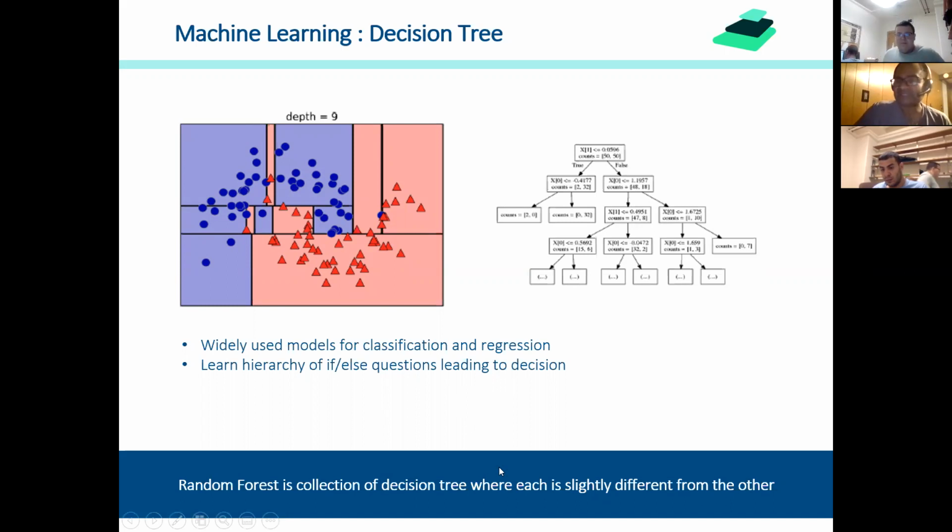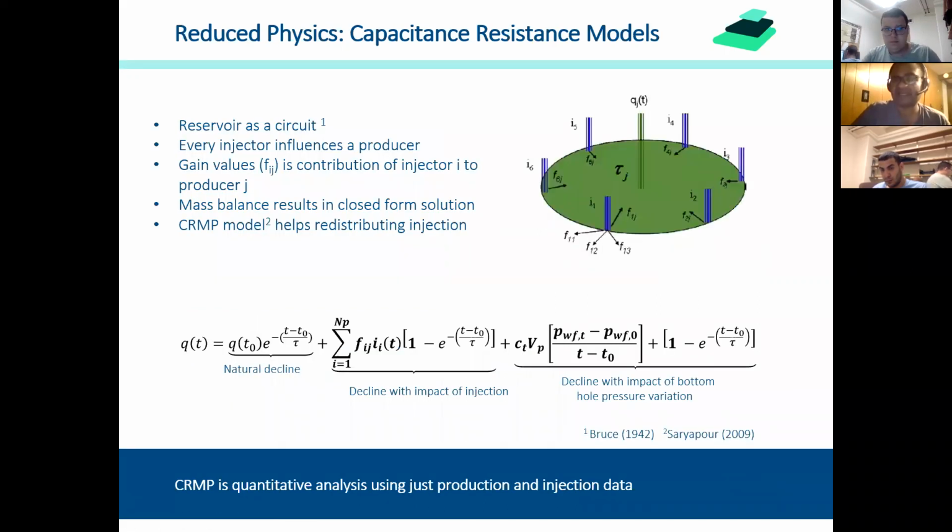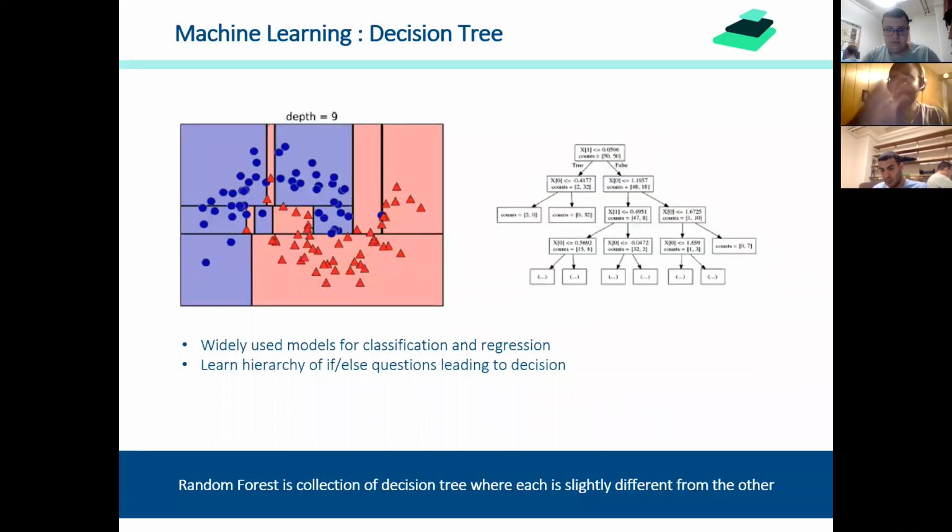So in some sense, random forest is actually a collection of such decision trees where each is slightly different from the other. So these are available as standard packages in Python. All you need to do is just direct data towards it.